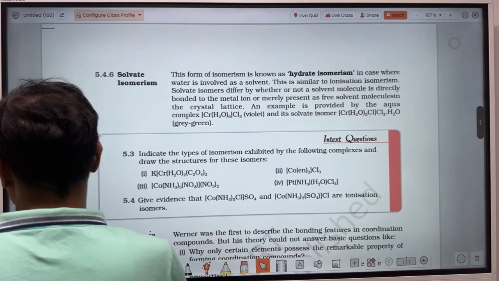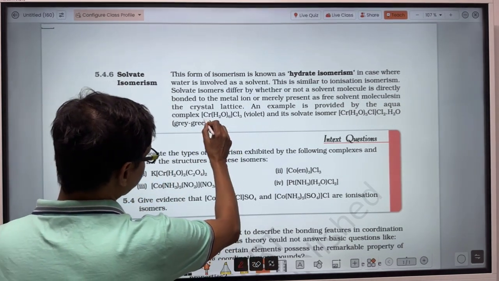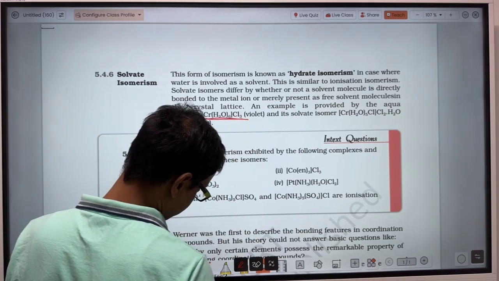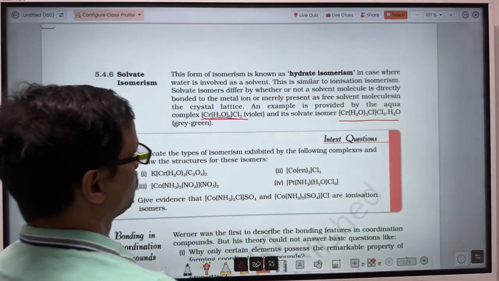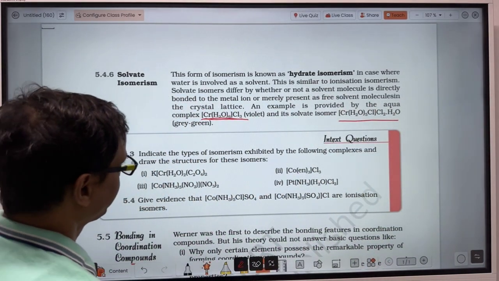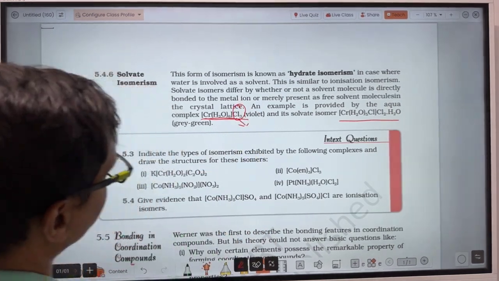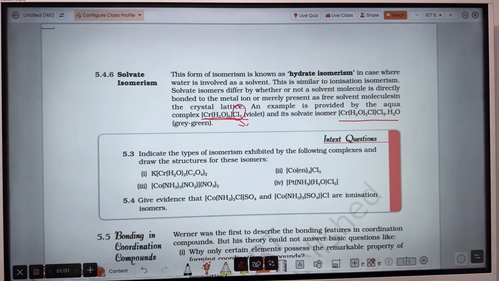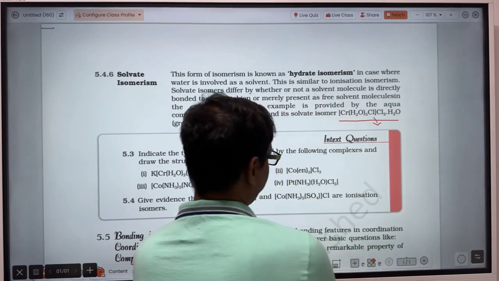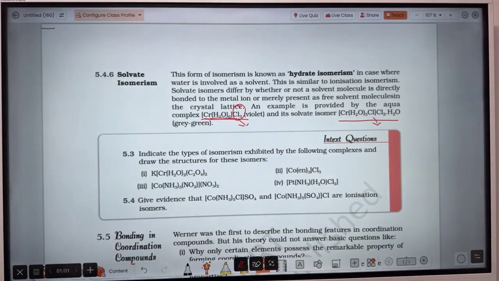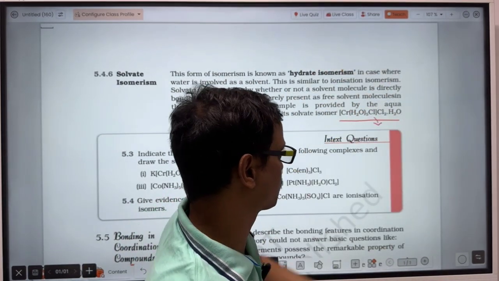Here, let's see about this compound. Here, outside the bracket there are 3 chloride ions, and here outside the bracket there are 2 chloride ions. So when this dissolves in water, it will give 3 moles of chloride ion. But this compound, when dissolved in water, will give 2 moles of chloride ion. So this compound gives 3 moles of chloride ion, and this compound gives 2 moles of chloride ion.